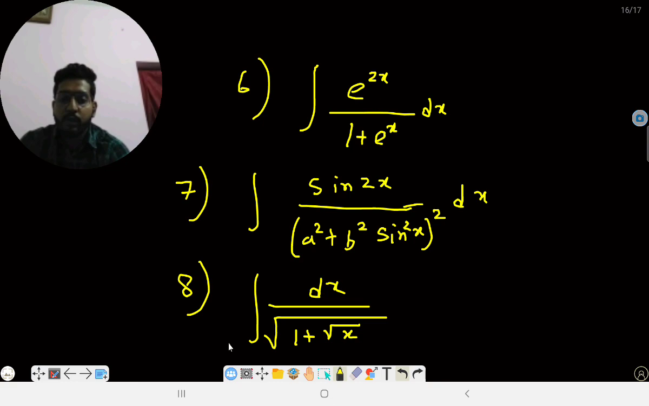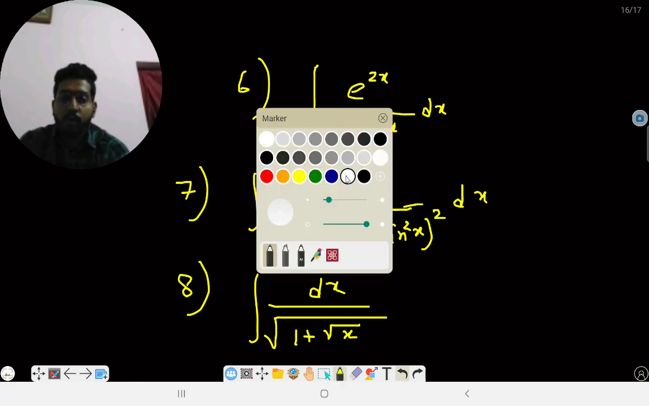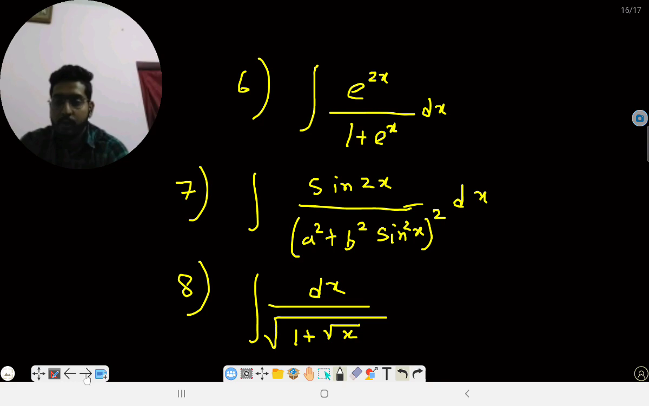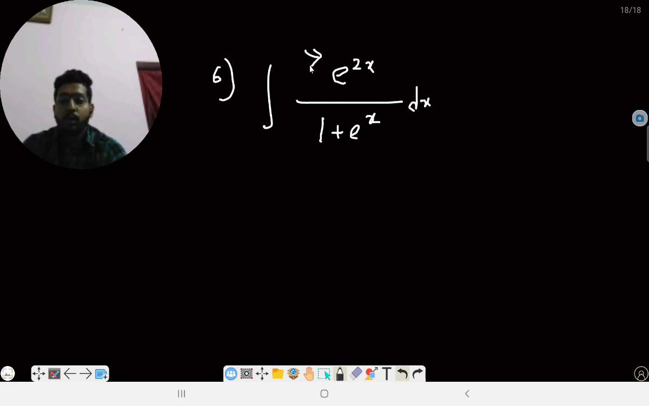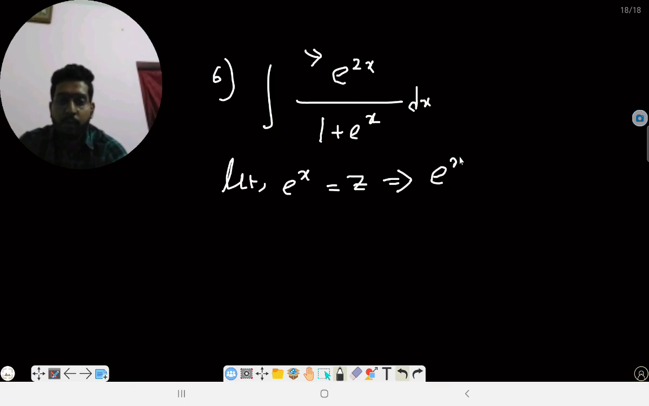The first one is question number 6. Now how to solve this question? It is given e to the power 2x by 1 plus e to the power x. Now here the numerator is not 1, it is e to the power 2x. So first what we need to do is use a substitution. Let e to the power x equal z. Now differentiate this one: e to the power x dx will be dz.